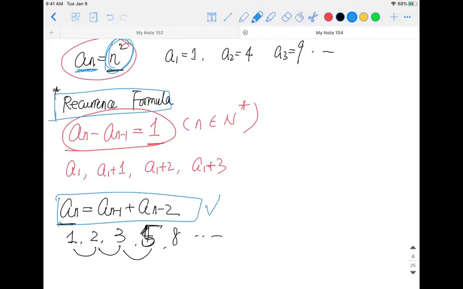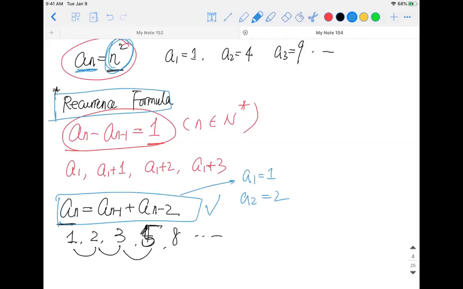But as long as you have some initial conditions, let's say I tell you a1 equals 1, a2 equals 2, then you will be able to recurrently, gradually determine all the terms in the sequence. So those are two ways for you to determine the sequence. For any given sequence, it can have a general formula or a recurrence formula. These two formulas work together to give you a better understanding of a sequence.